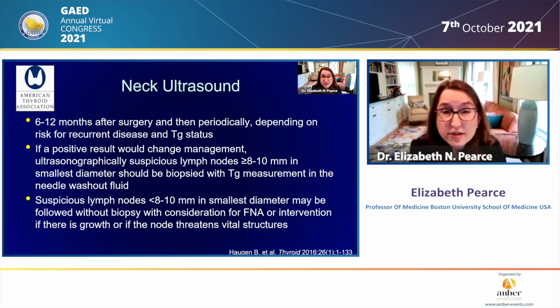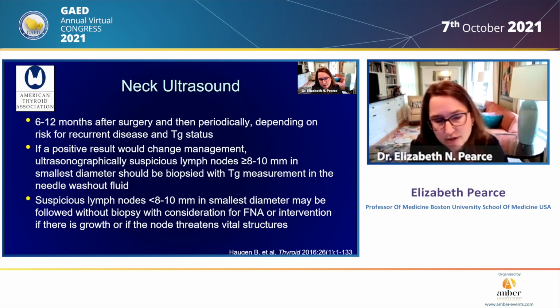Now, the other modalities we can use for tumor surveillance are all imaging. So neck ultrasound is really the mainstay for this in all of our patients, at least in the initial postoperative setting. And it's recommended that all patients have initial neck ultrasound 6 to 12 months after surgery, and then periodically, and the frequency and the duration for which we need to do ultrasound monitoring is going to depend on our risk and our response to therapy over time.